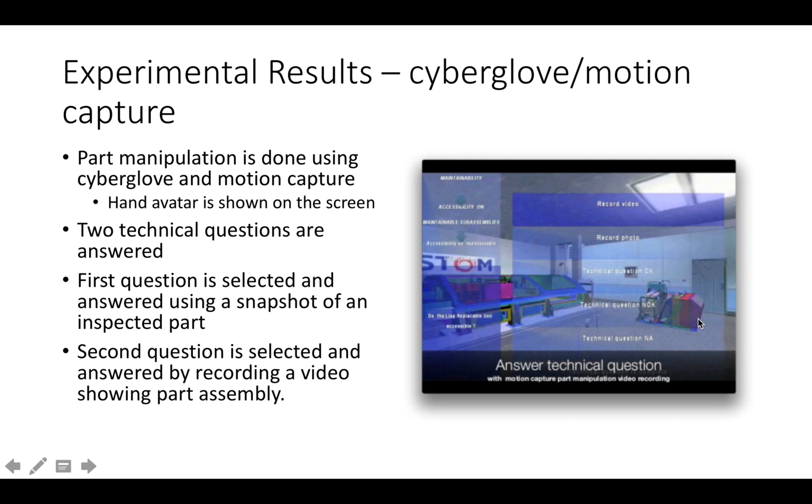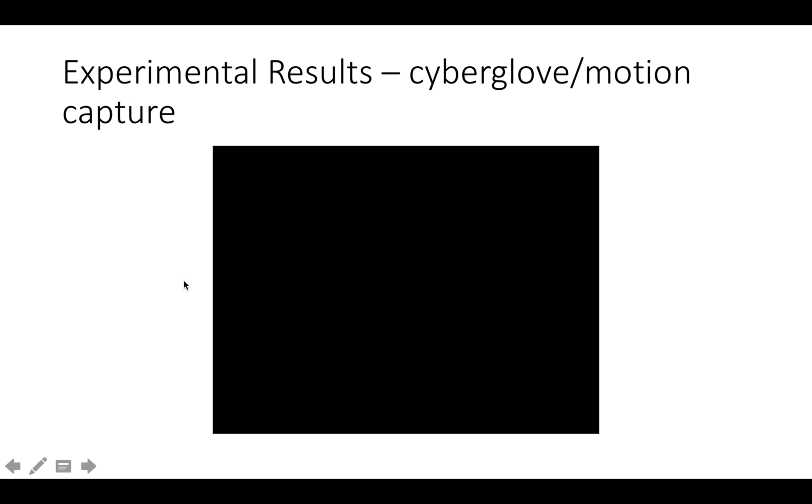So now the second video, the checklist is going to be performed to answer 2 technical questions. In this video, the part manipulation is done using CyberGlove and motion capture. The first technical question is selected and answered by using a snapshot of an inspected part. A new technical question is then selected and answered by recording a video showing part assembly. So now let's go ahead and look at the second video.